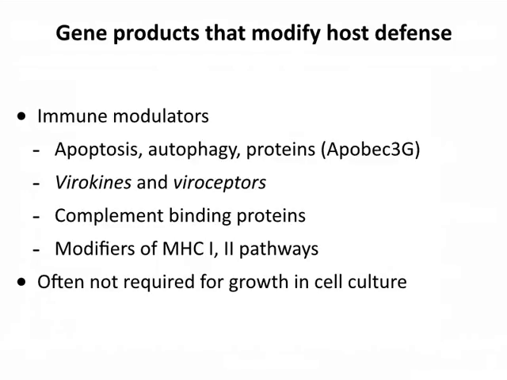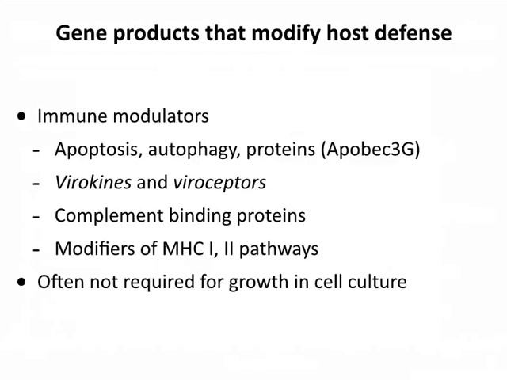There are also many examples of virulence genes that are involved in the modification of host defenses. And as I've said, we've talked a lot about that in this course. We've talked about modulators of apoptosis, autophagy, other antiviral proteins like ApoBec3G, virokines and viroceptors. These are viral proteins that either mimic a cytokine, the virokine, they bind to a cytokine receptor and block its action, or they're soluble receptors for cytokines. We call those viroceptors, and they bind the actual cytokine and block their effects.